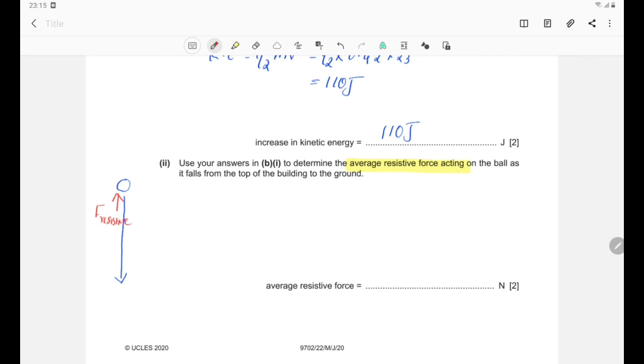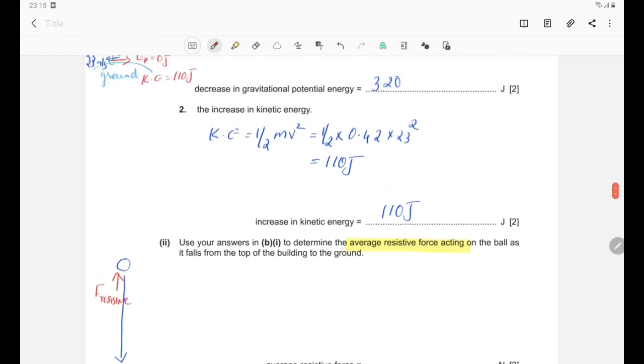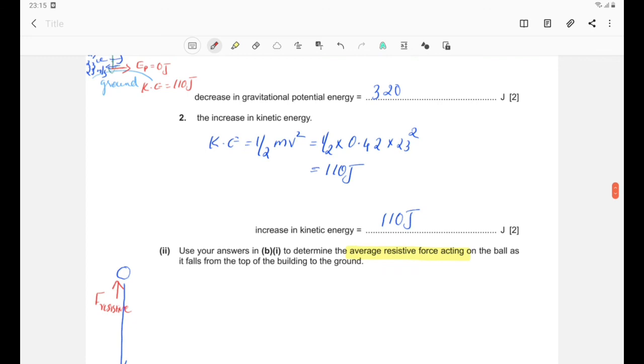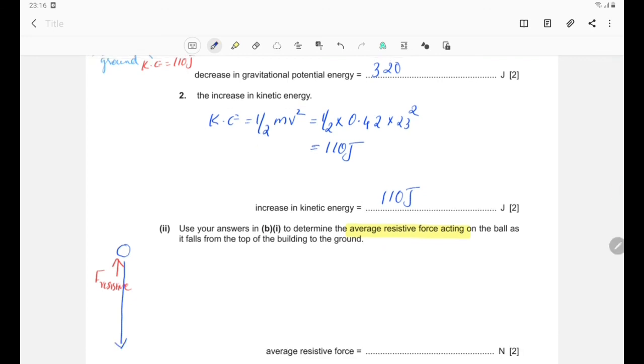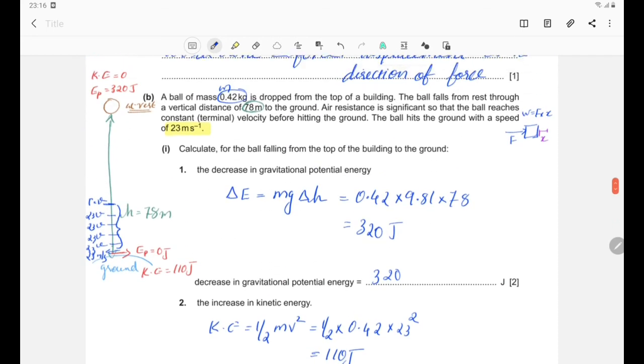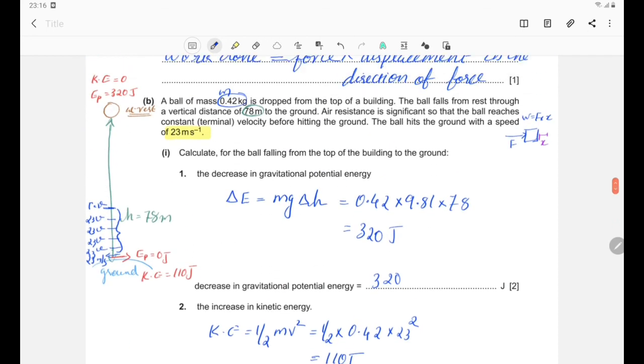In this case of the motion of the ball, you need to find out this force. So here we have some values which are related to energy only. From energy, how can you find out the resistive force? So again, we can look at our example in this question.